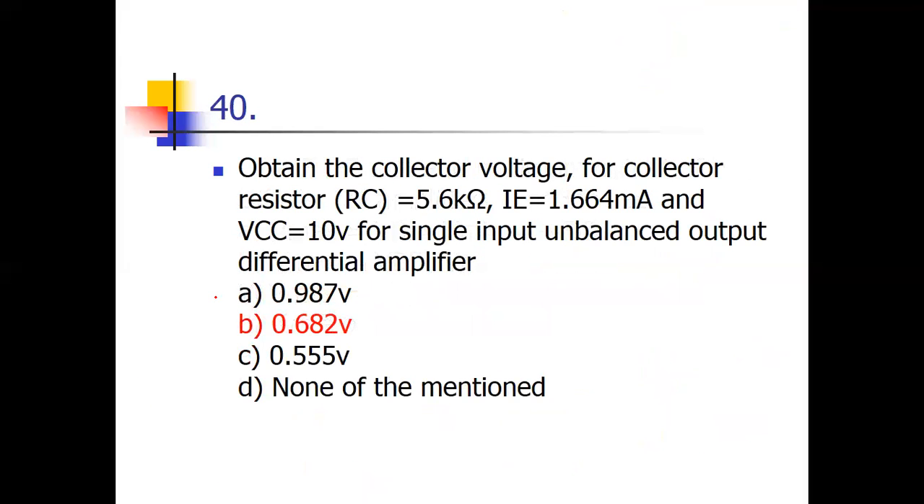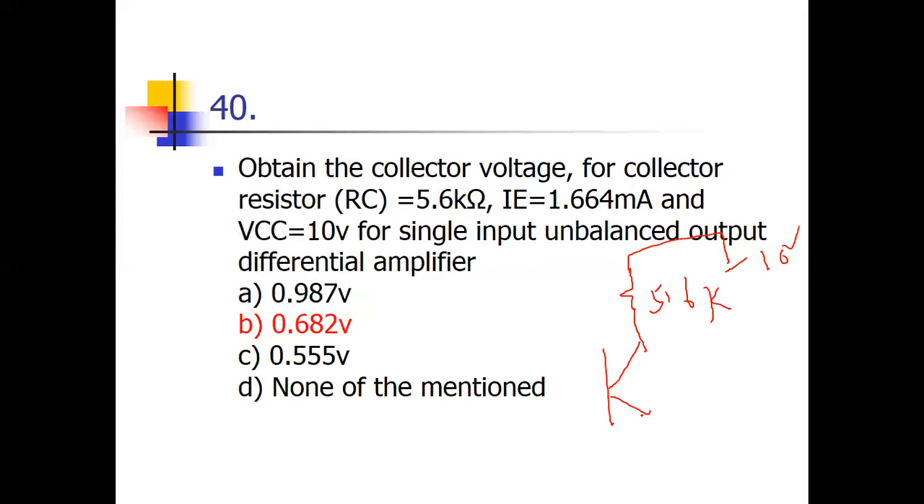Okay. Obtain the collector voltage for the collector resistors. I is given and BC is given. That's simple. Simple means we are talking about collector voltage. What has happened? Collector resistance is given as 5.6K and supply is given as 10 volt.